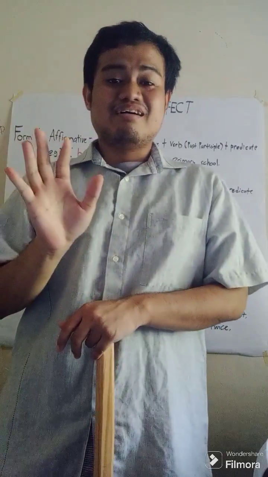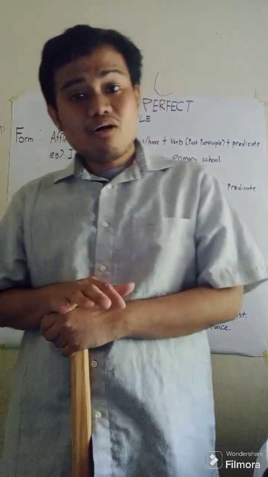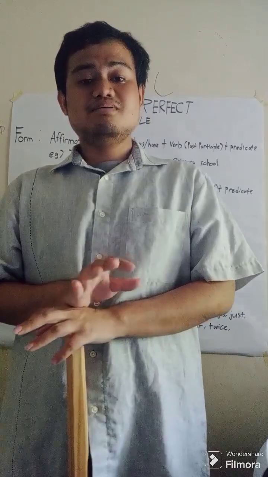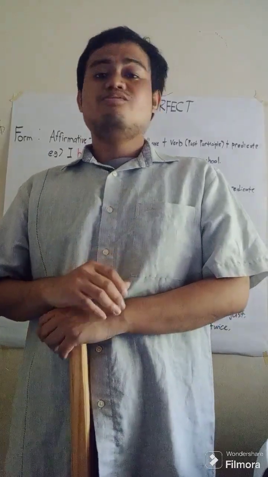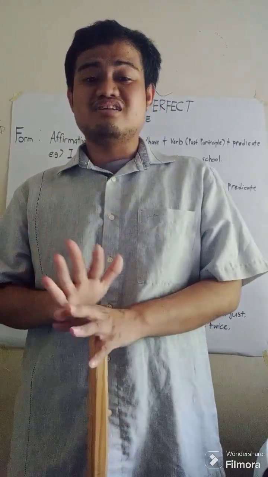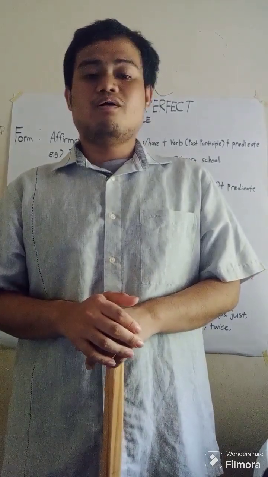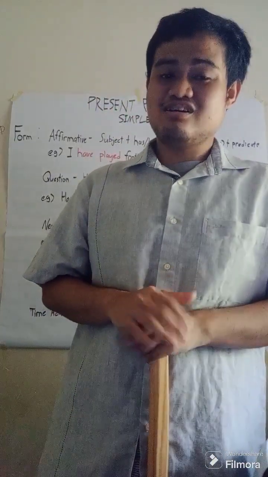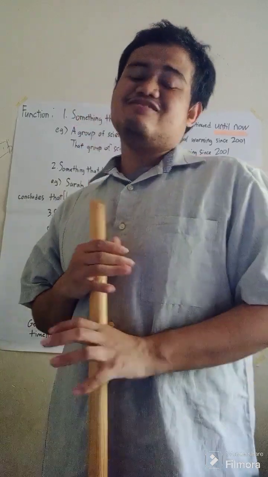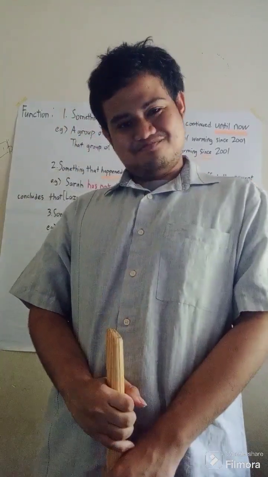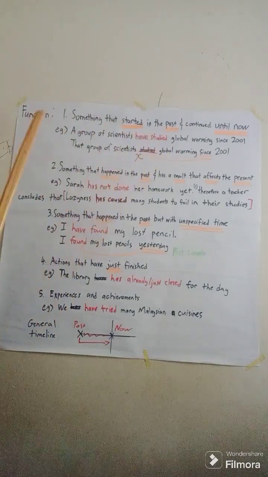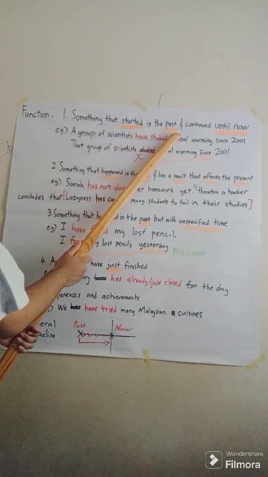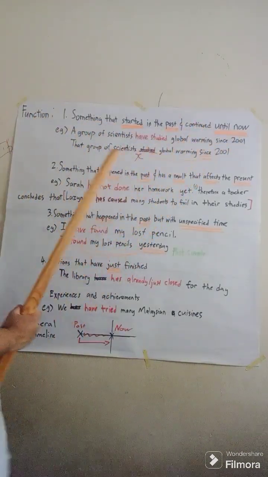Okay. So, now that we have talked about the form of present perfect simple, we will move on to the function of present perfect simple, or in simple words, when we can use this in our writing and our conversation. We continue to the function part of present perfect simple. Firstly, we use it for something that started in the past and continues until now.